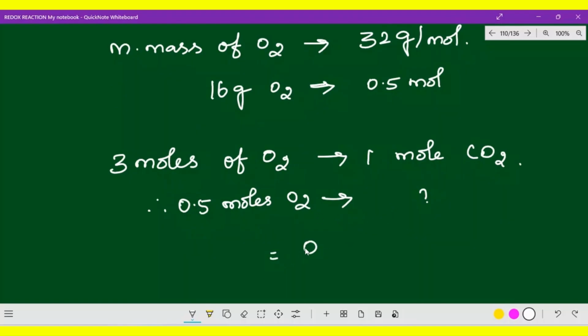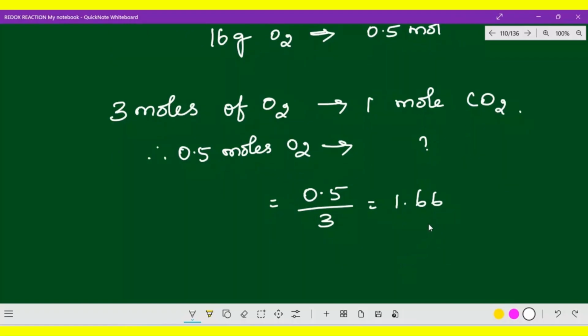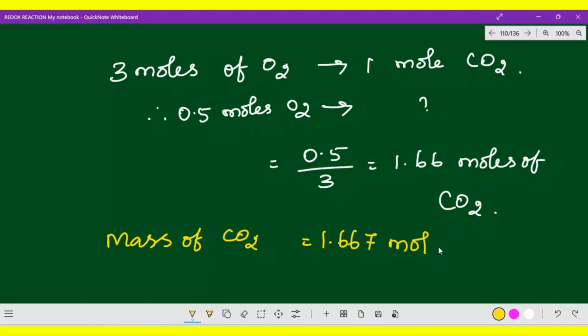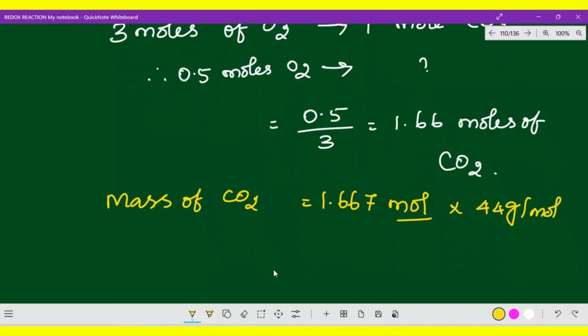So 0.5 divided by 3 equals 1.66 moles of carbon dioxide. Now, mass of carbon dioxide: it is 1.667 mole into 44 gram per mole. How do we identify mass? Mole into molecular mass. So we will get the given mass.